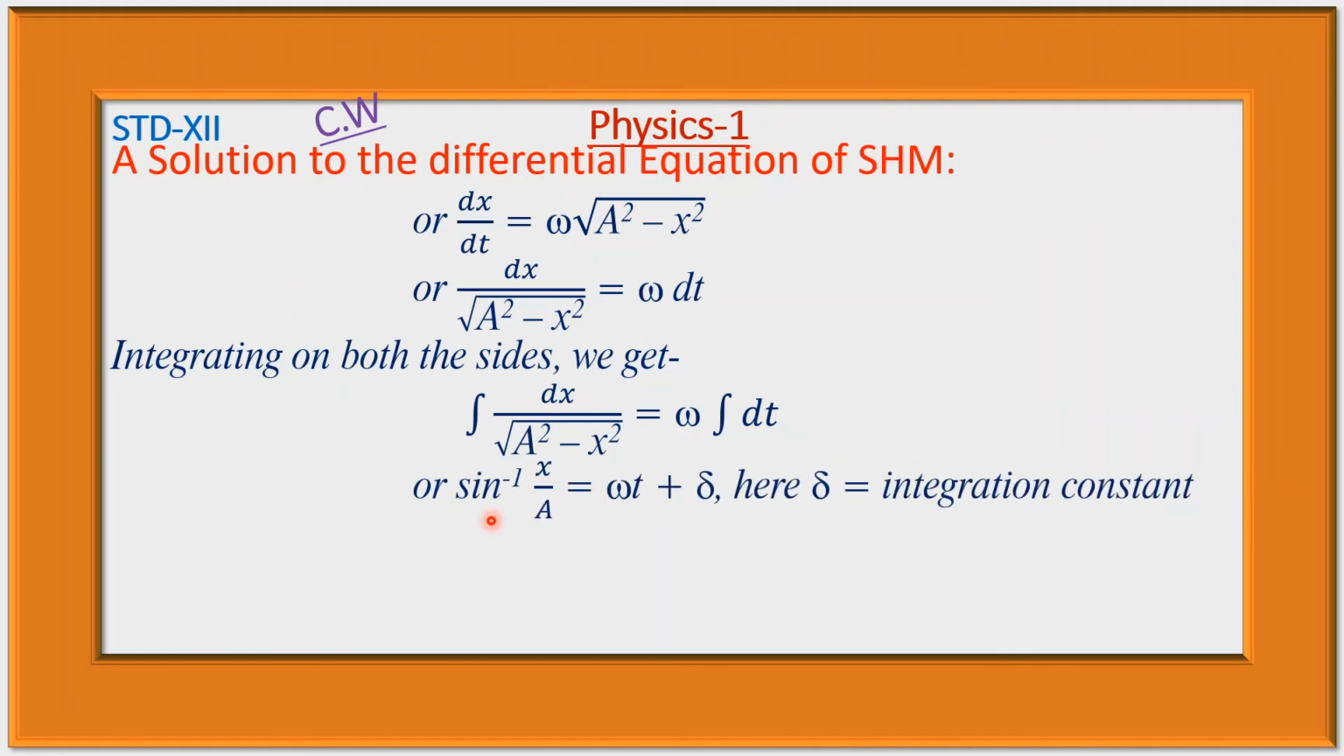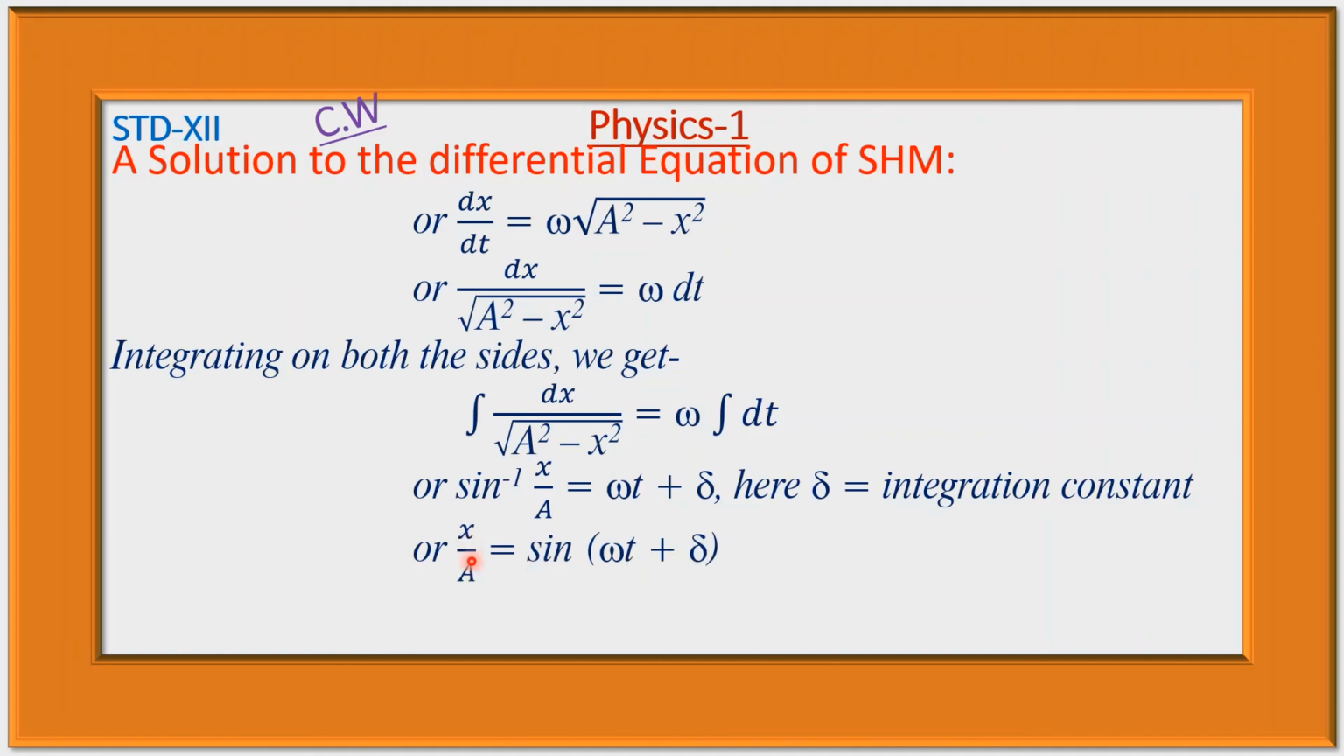And after integration, integration of 1 by root over a square minus x square dx is sin inverse x by a. This is equal to omega t plus delta. Here delta is the integration constant. We know integration dt is t, that is omega t plus delta.